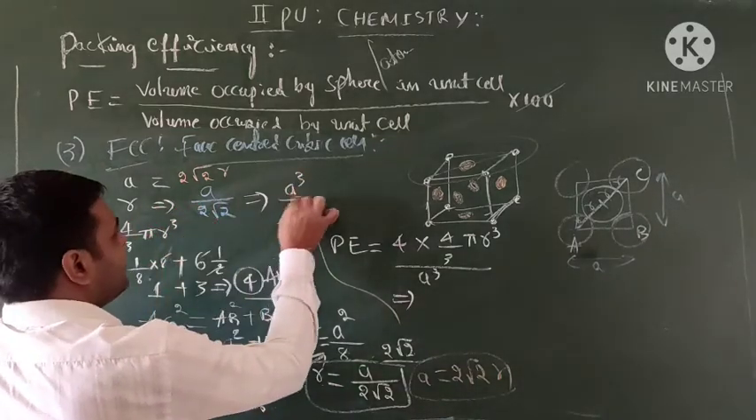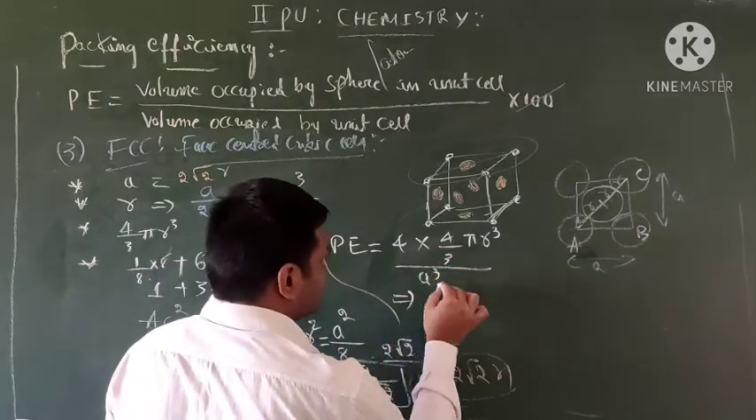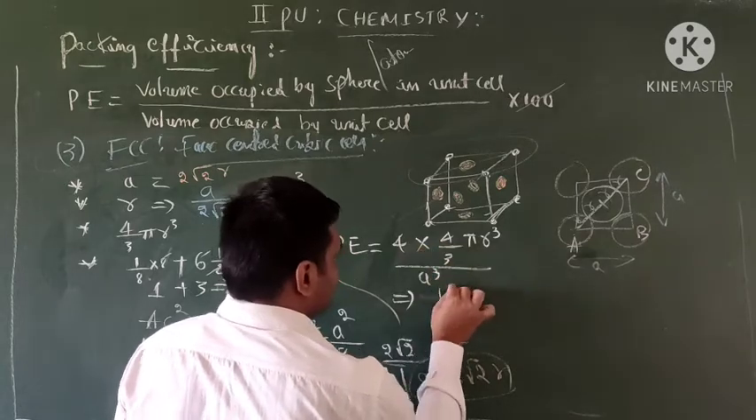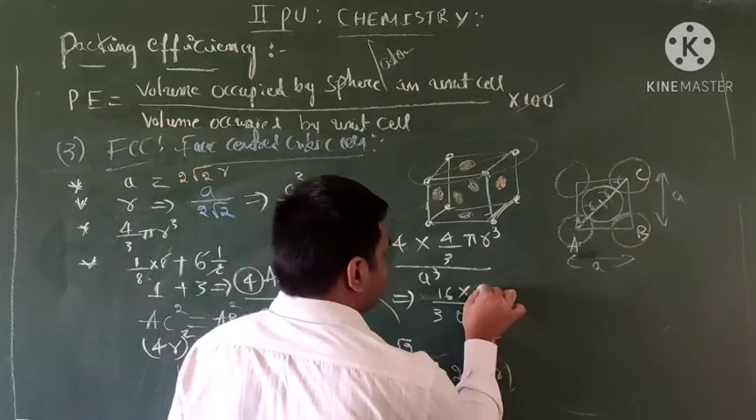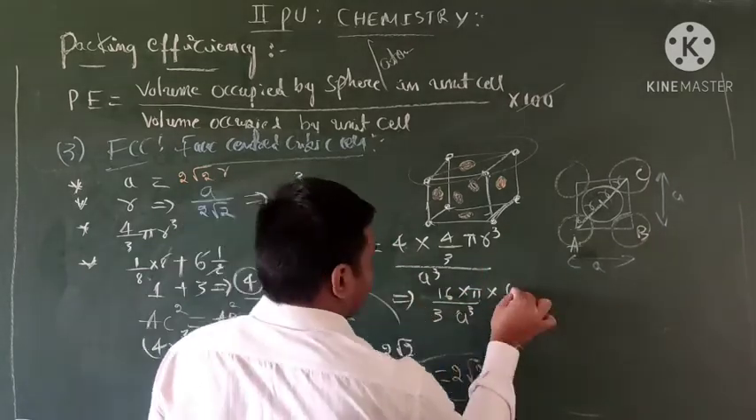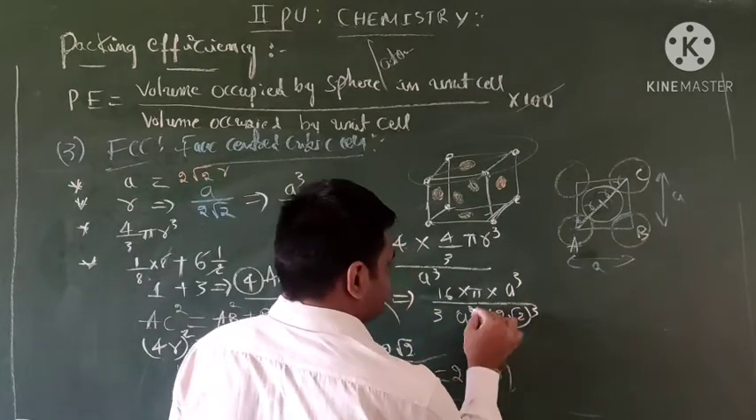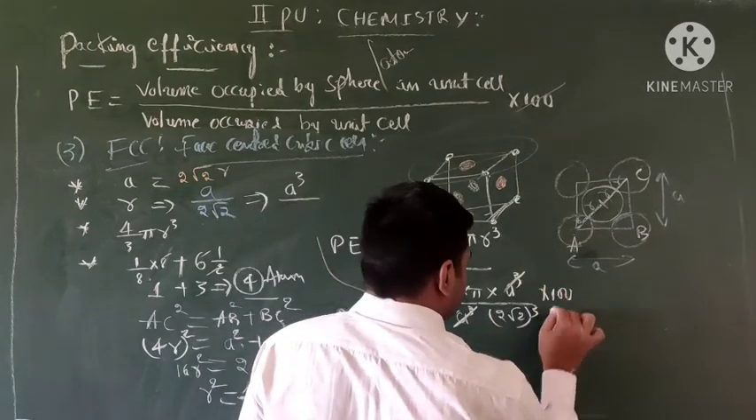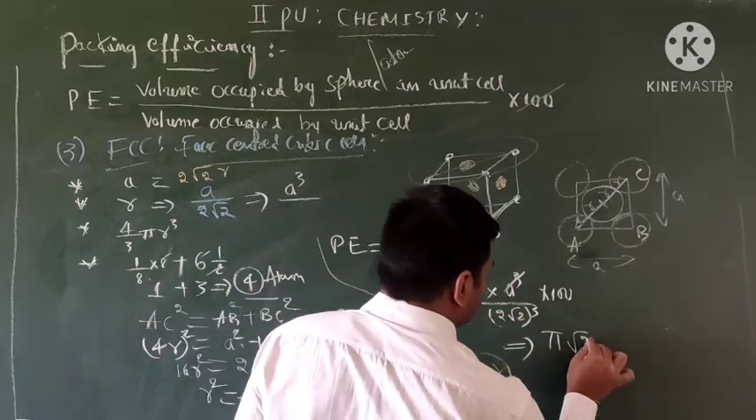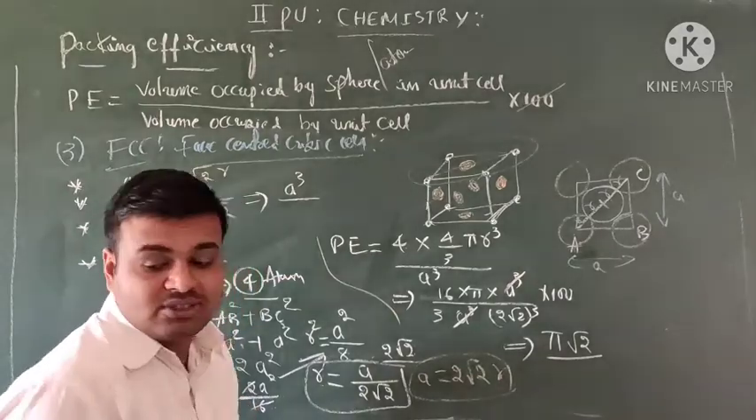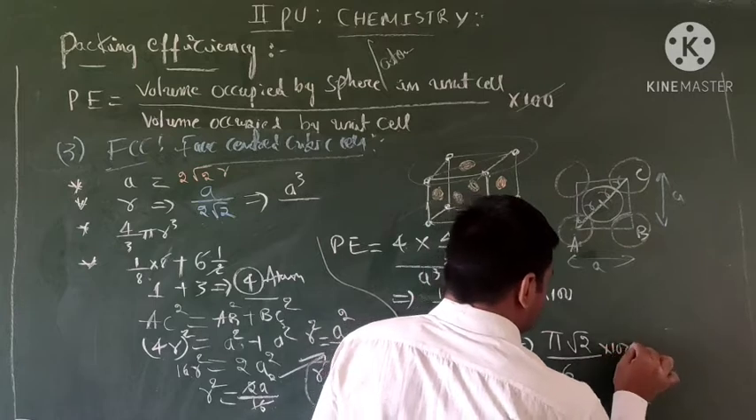You insert the value of R. This is a cube, with 2 root 2 A cubed in the denominator. We write 4 into 4 by 3 pi, then a cube over 2 root 2 thrice. A cube cancels, into 100. All the 2 root 2 values cancel, giving pi root 2 by 6 into 100.